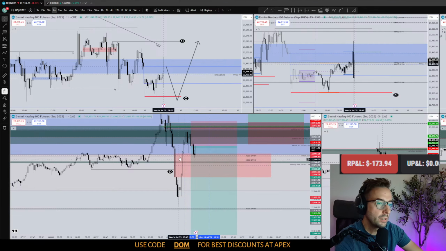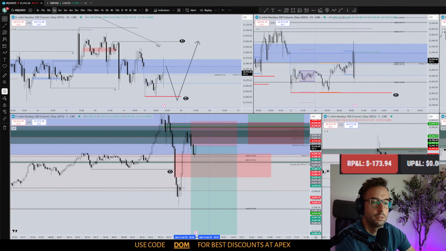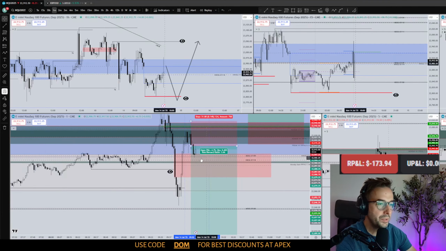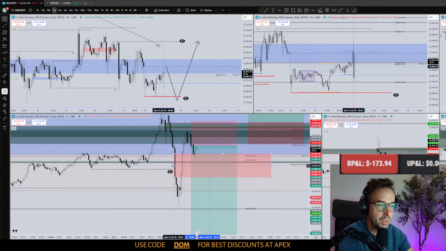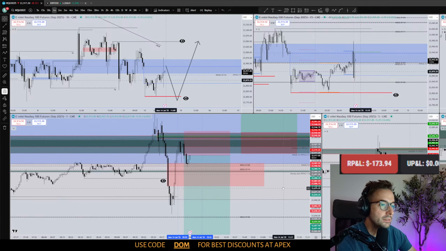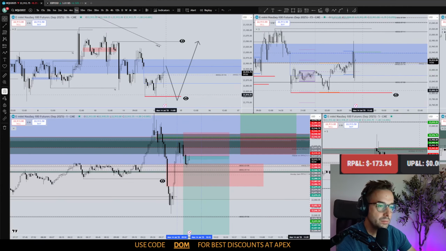So price is rejecting off of these areas right here. It really depends how you look at it. It's either the low of last week's new week opening gap or the BPR. It's essentially the same levels that it's rejecting here. So currently what we're waiting for is something that's going to really confirm that price is going to move this way versus that way.